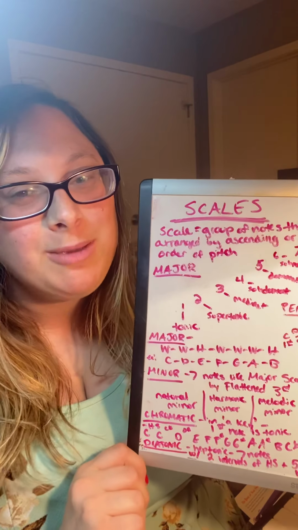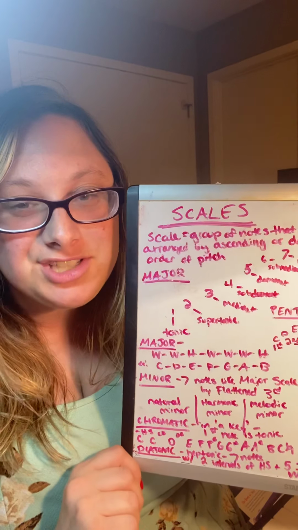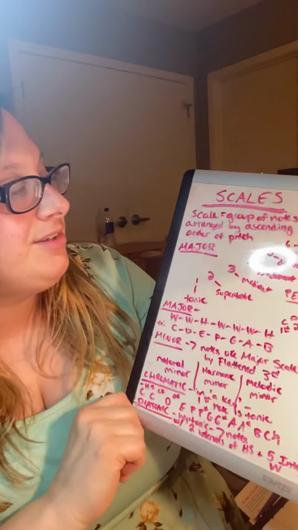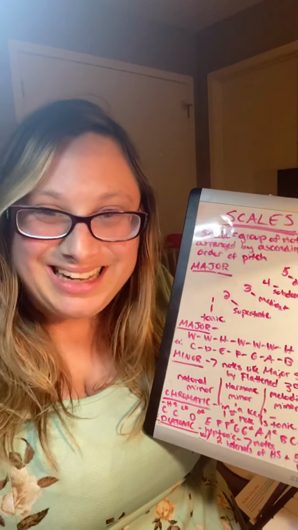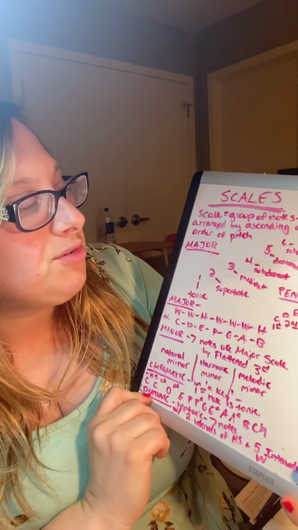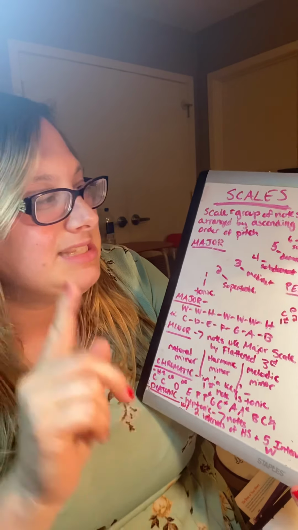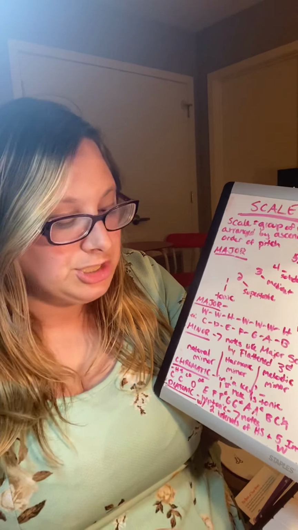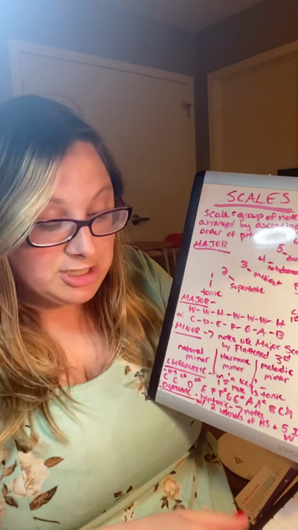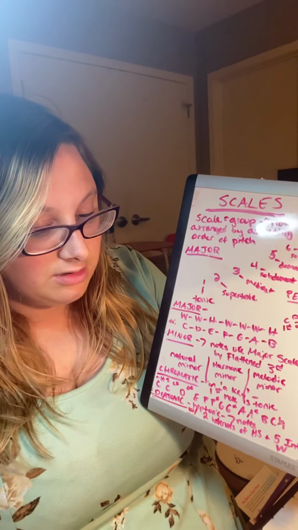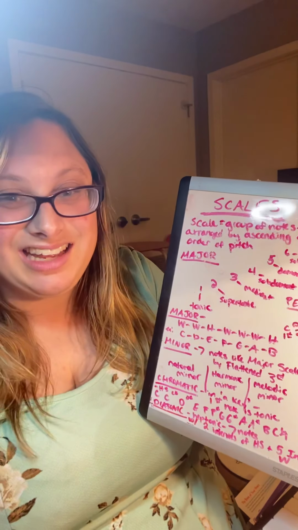Today we're going to be talking about scales and how to understand the difference of the kinds of scales. So first of all, what is a scale? A scale is a group of notes that are arranged by ascending or descending order of pitch. For instance, this is a C major scale, ascending, descending.